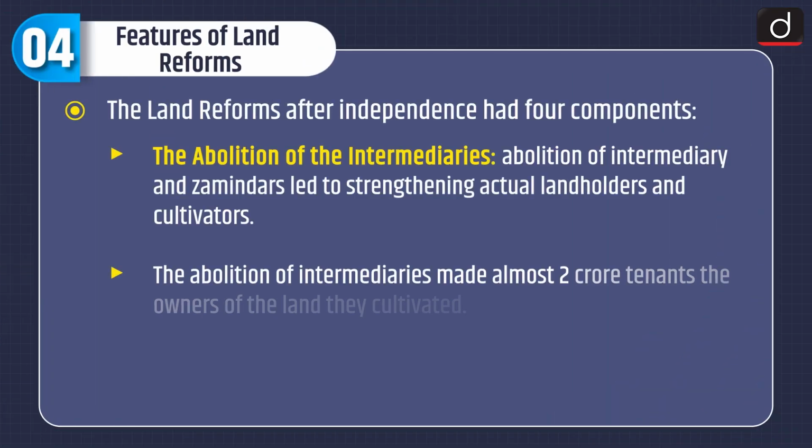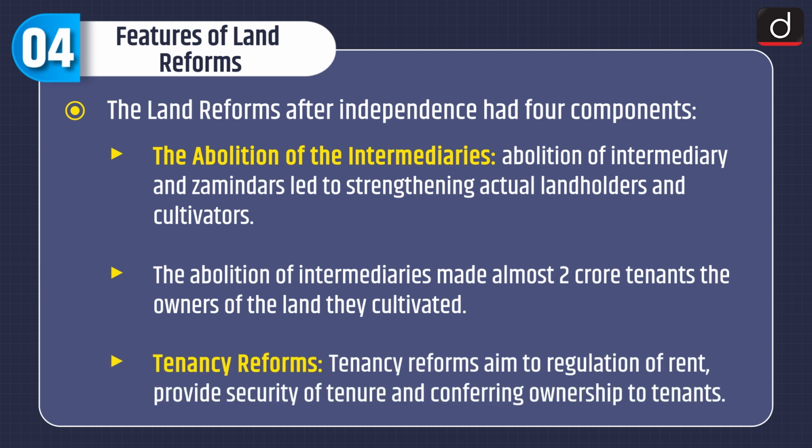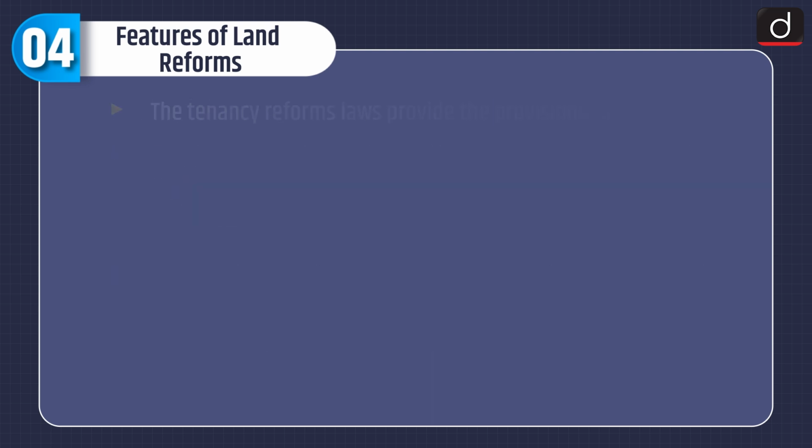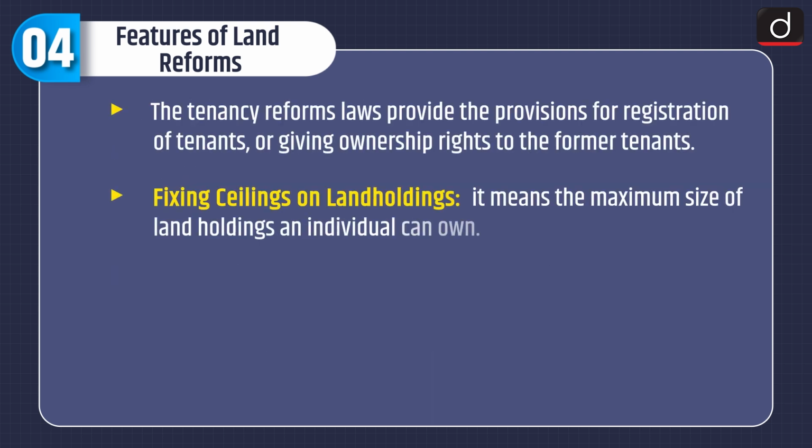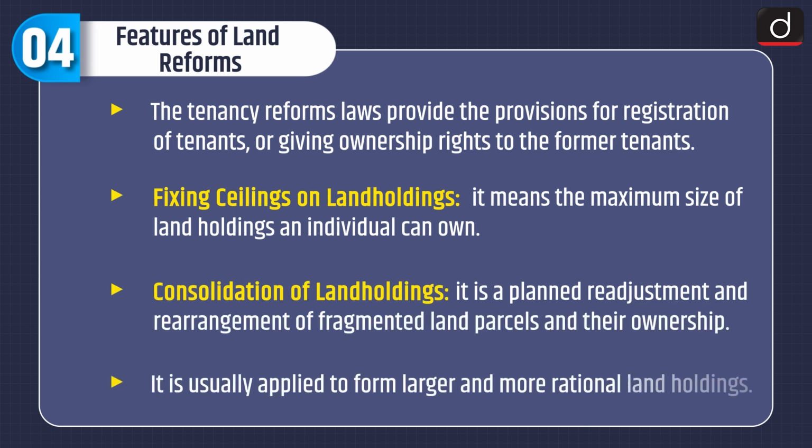Now moving on to features of land reforms. The land reforms after independence had four components. The abolition of the intermediaries: abolition of intermediaries and zamindars led to strengthening actual landholders and cultivators. The abolition of intermediaries made almost 2 crore tenants the owners of the land they cultivated. Tenancy reforms: tenancy reforms aim at regulation of rent, providing security of tenure, and conferring ownership to tenants. The tenancy reform laws provide for registration of tenants or giving ownership rights to the former tenants.